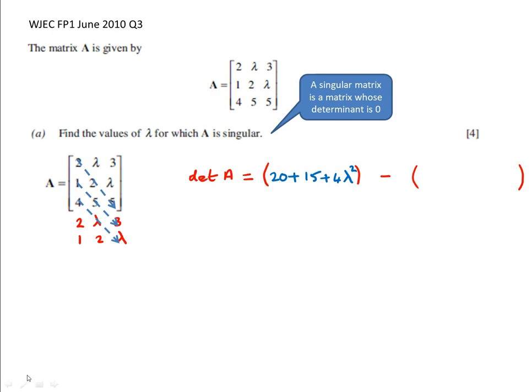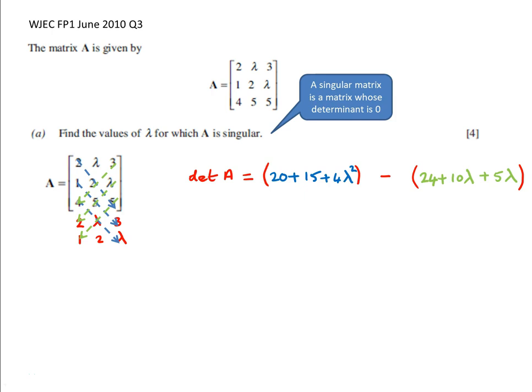And then the negative values that we've got come from the diagonals that go from top right to bottom left. So the first one is 3 times 2 times 4, which is 24. The next one is lambda times 5 times 2, which is 10 lambda. And the third one is 5 times lambda times 1, which is 5 lambda. So the determinant of A is 20 plus 15 plus 4 lambda squared, take away 24 plus 10 lambda plus 5 lambda.